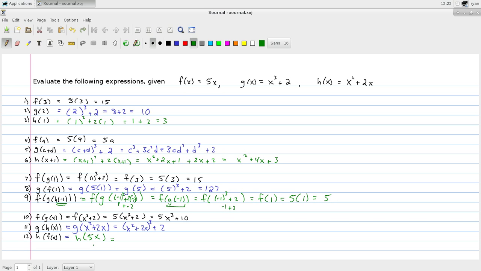Now that we've simplified what's inside the parentheses, we're going to plug this into the h function. So h was given over here as x squared plus 2x. So I'm going to copy this template down, x squared plus 2x. But I'm going to replace all of those x's with 5x. We can finally simplify this to give us 25x squared plus 10x.